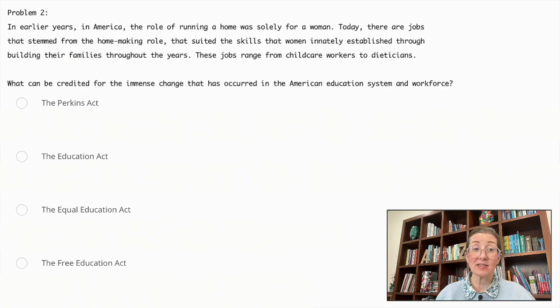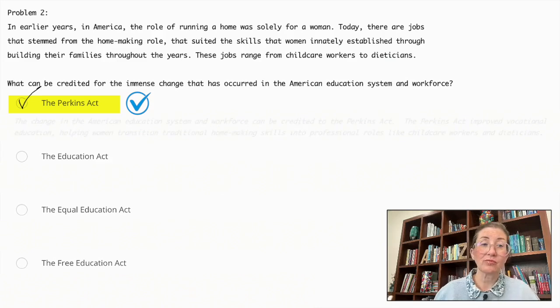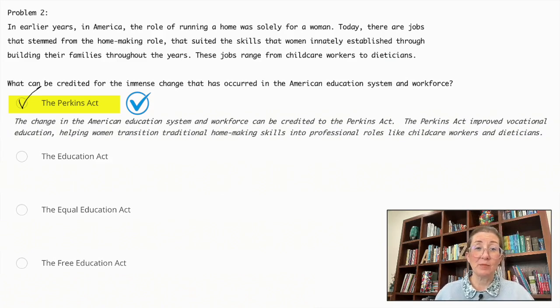The Perkins Act, the Education Act, the Equal Education Act, or the Free Education Act? The correct answer here is the Perkins Act. The change in the American education system and workforce can be credited to the Perkins Act. The Perkins Act improved vocational education. It helped women transition traditional homemaking skills into professional roles.